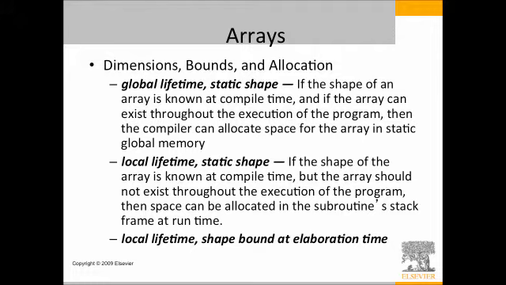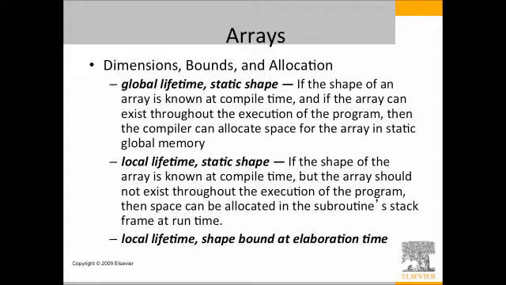And then allocation refers to whether they can be allocated on the stack, whether they have to be allocated from the heap, or actually whether they can be stored in a global area because perhaps they're a global variable. So you see here three different possibilities. The first is global lifetime and static shape. And that means that it's a global variable, statically declared, so you can put the array into a globals area, and it exists for the length of the program.